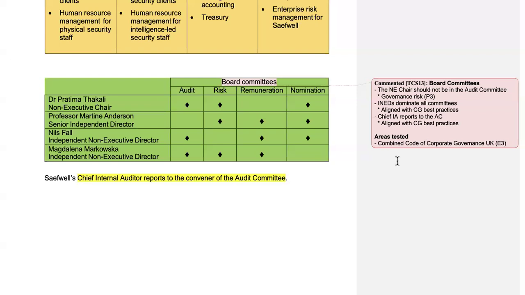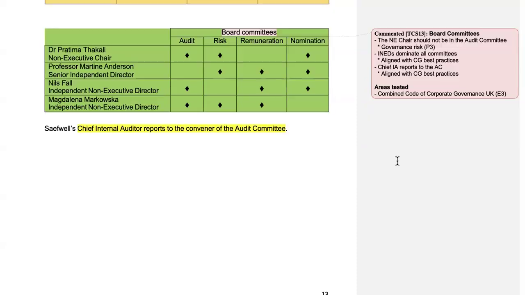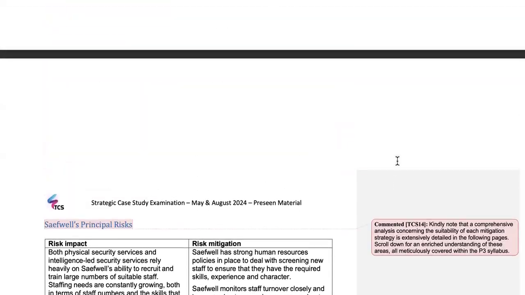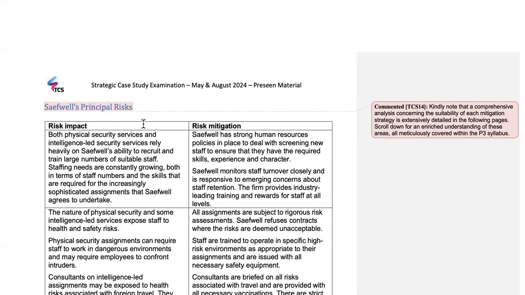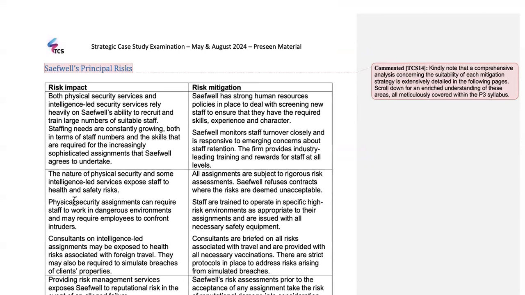So based on all this information, your knowledge pertaining to the combined code of corporate governance in the UK, which is highlighted within your E3 syllabus, will definitely be tested at your exam. And again, we have developed questions covering these elements. And I want to quickly focus your attention towards the principal risks report. At your exam, you are expected to identify risks and come up with mitigatory action.